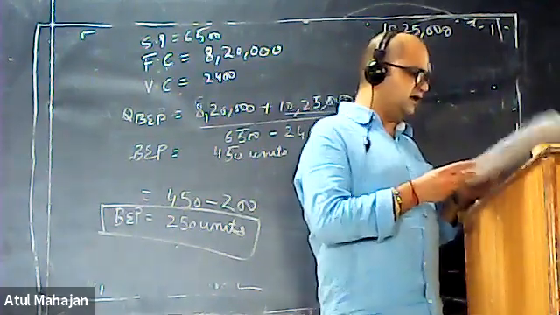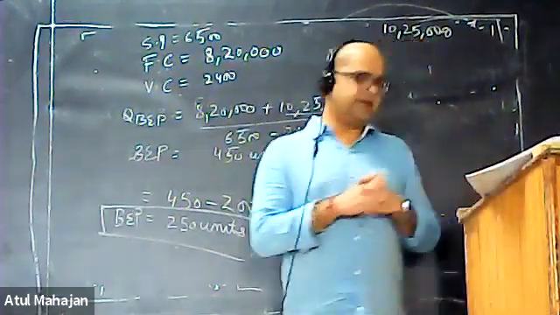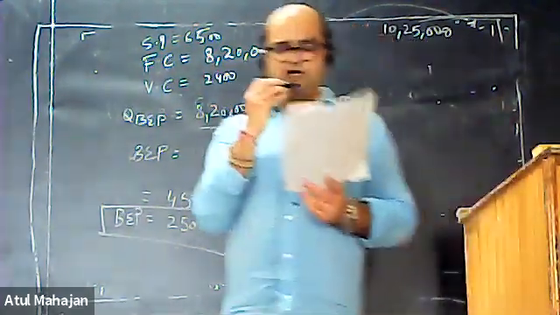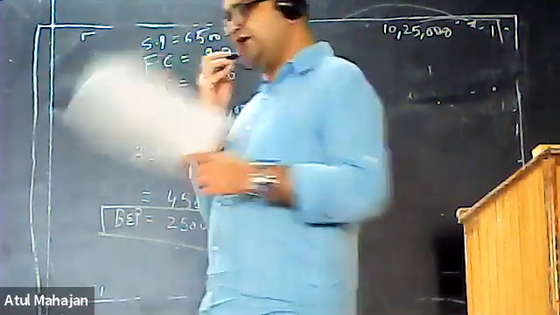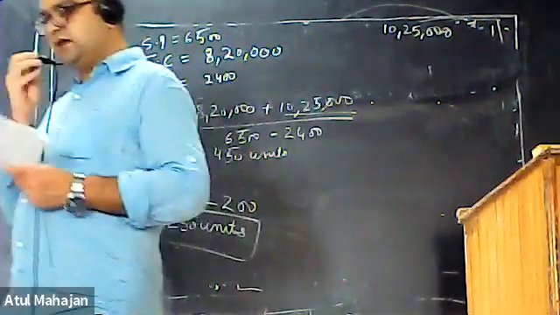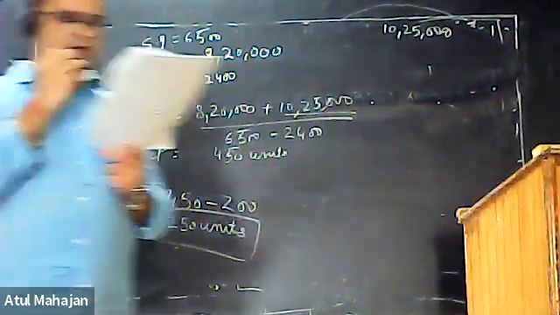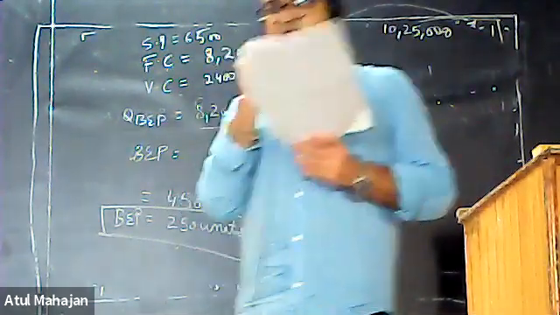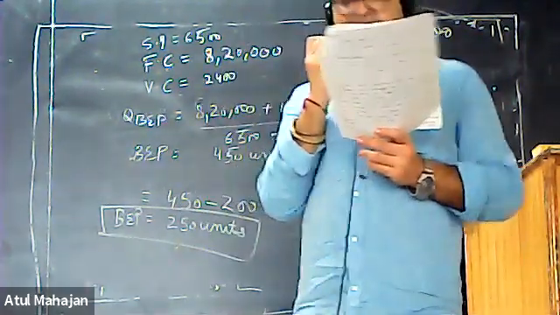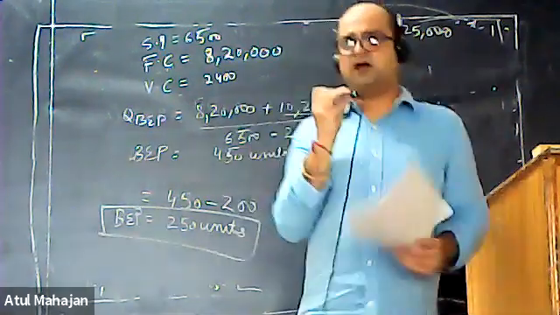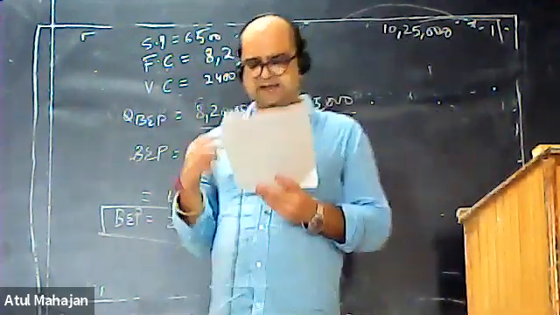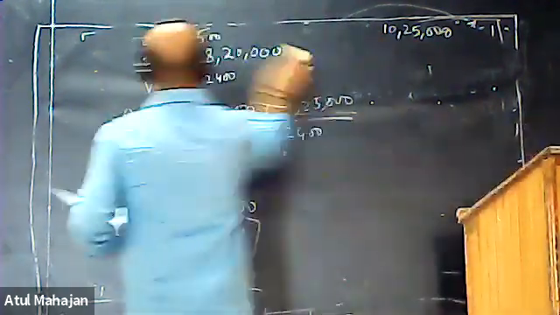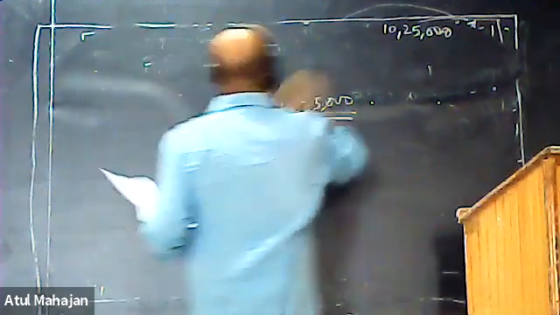Then next is your next statement. You can write it down. The next statement is: a company launches two products X and Y with a fixed and variable cost.